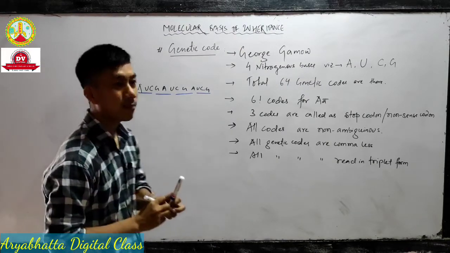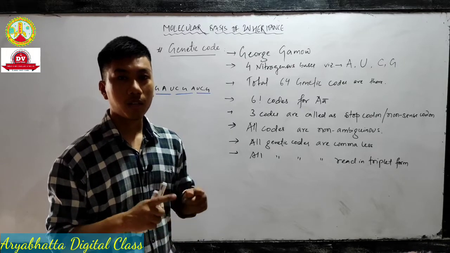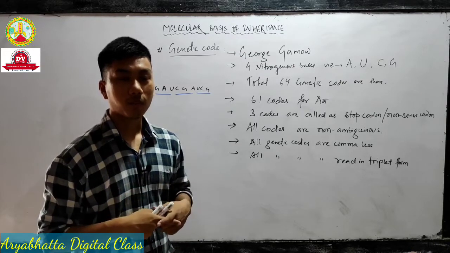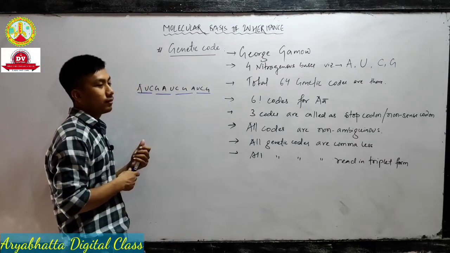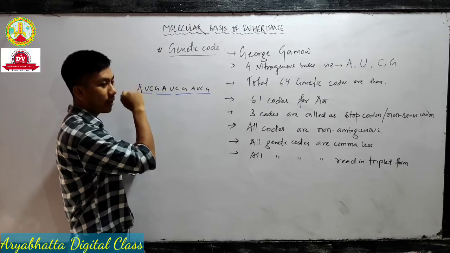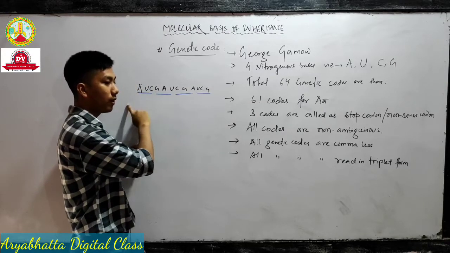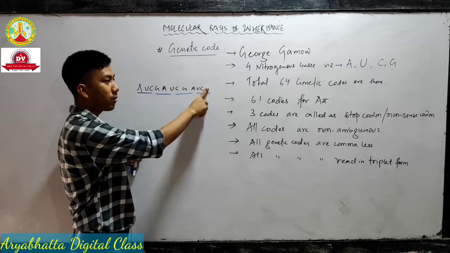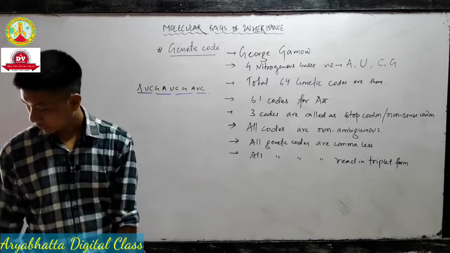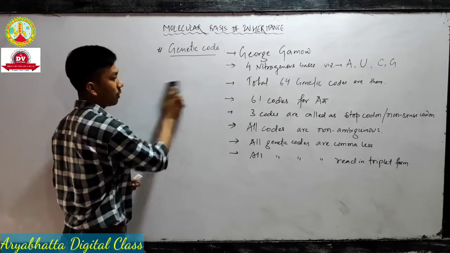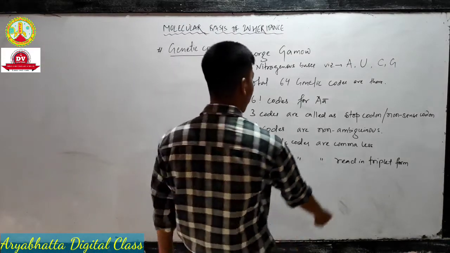We have taken the example when we studied frameshift mutation, right? Why did the cat eat the rat? We took that example during frameshift mutation. Whenever we read the genetic code, we read in a triplet form. And suppose one genetic code is missing here, it will result in mutation, some kind of disorder or disease. So whenever we read genetic codes, we read in a triplet form.